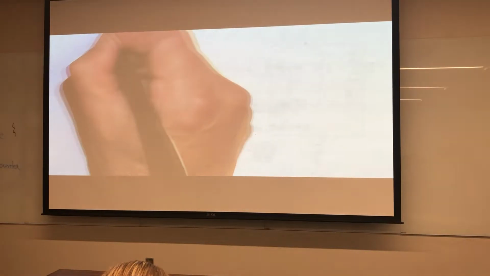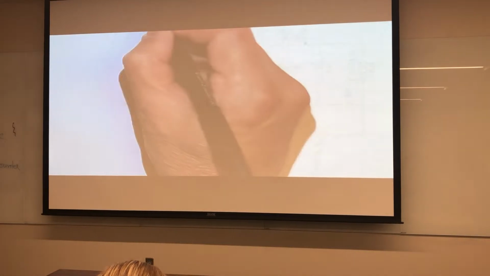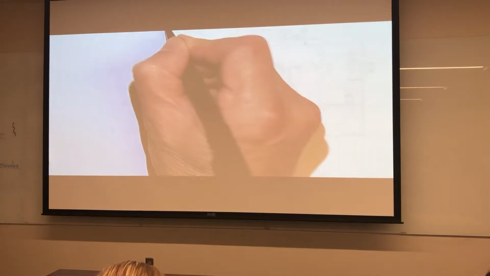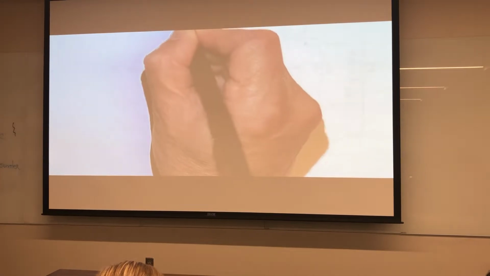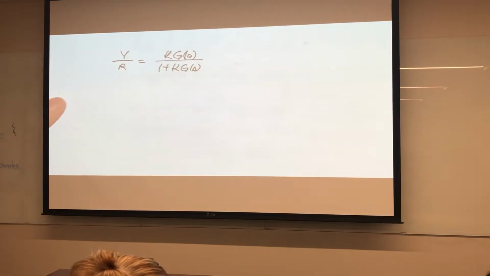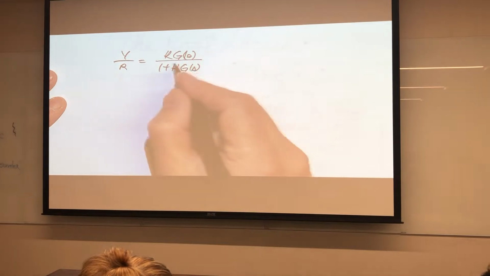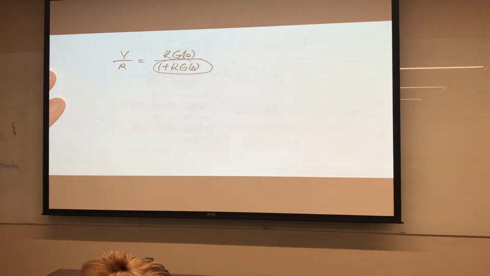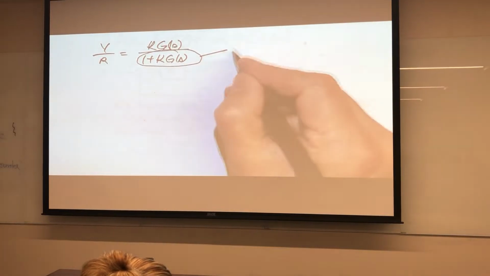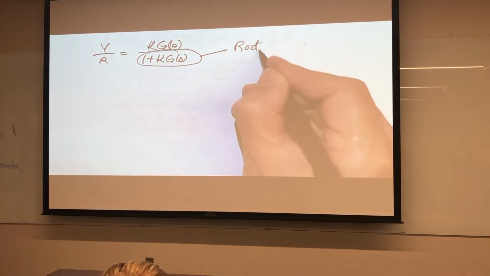Okay, so let's calculate y over r. It's going to be kg over 1 plus kg of s, like so. And we can focus on this part, the denominator. The roots of this thing are called the poles.